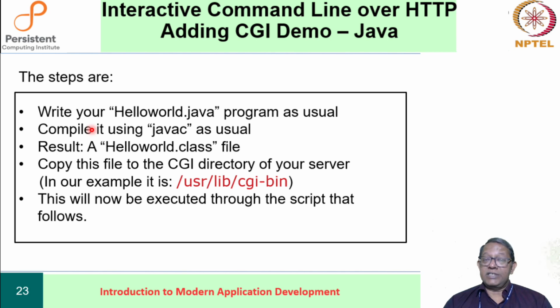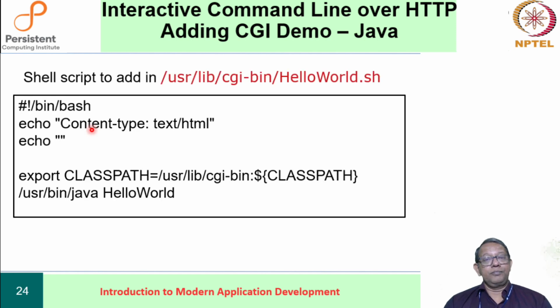In our example, our CGI directory is /user/lib/cgi-bin. Now this class file is ready for execution. But how do we execute it? We will need a shell script as follows.